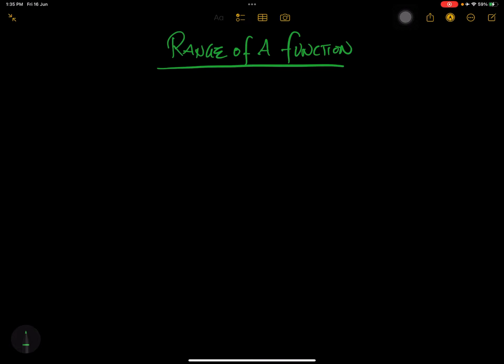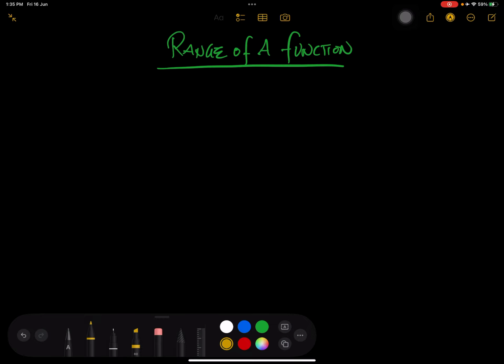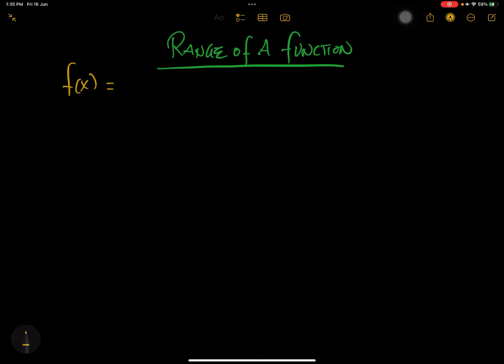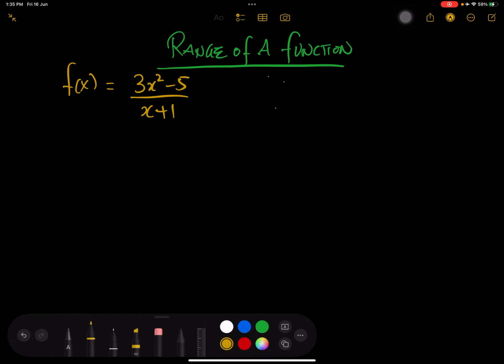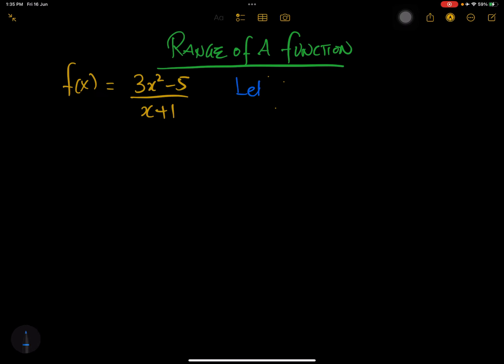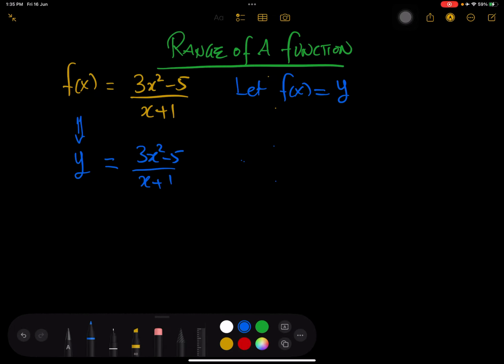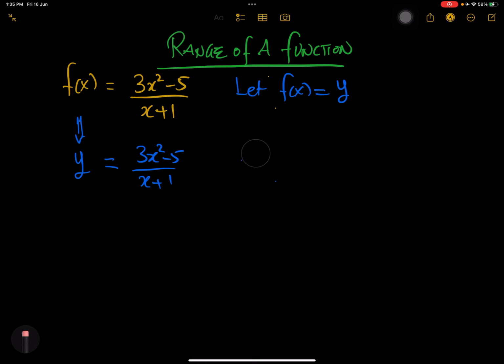So let's imagine that we have f of x equal to 3x squared minus 5 divided by x plus 1. We can make that f of x be y. So first we let f of x be equal to y. Then y is equal to 3x squared minus 5 over x plus 1. The moment we do that, we want to make x the subject. We want to make x stand alone.